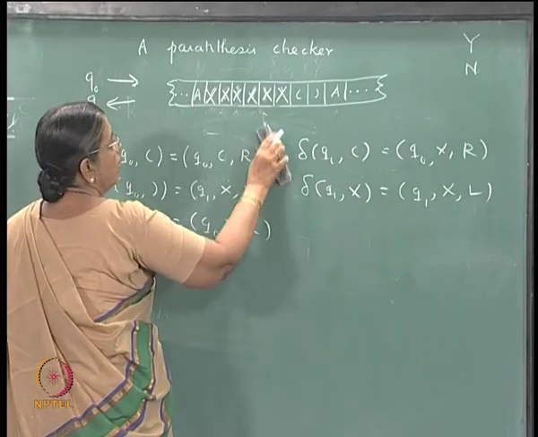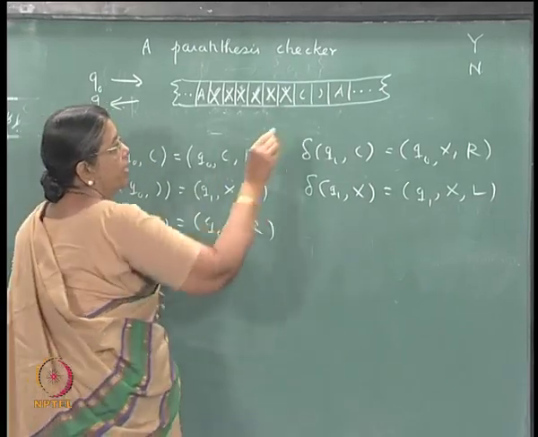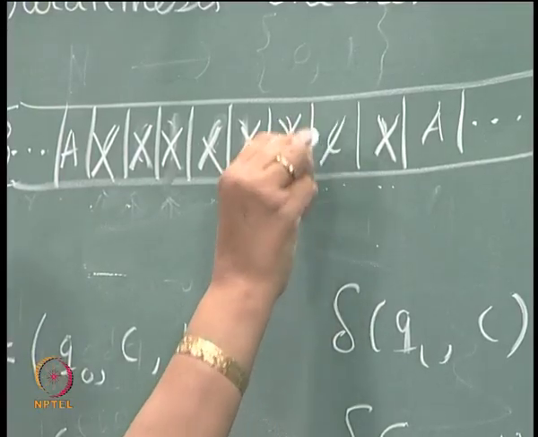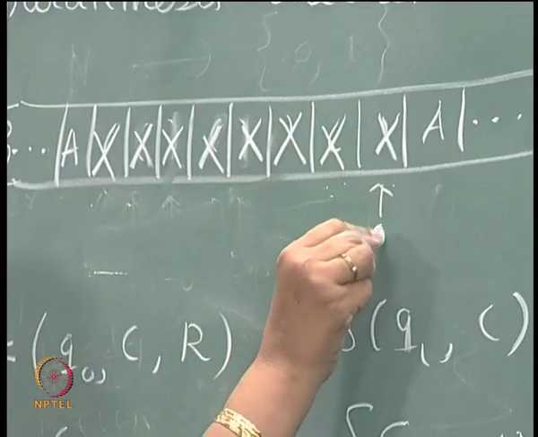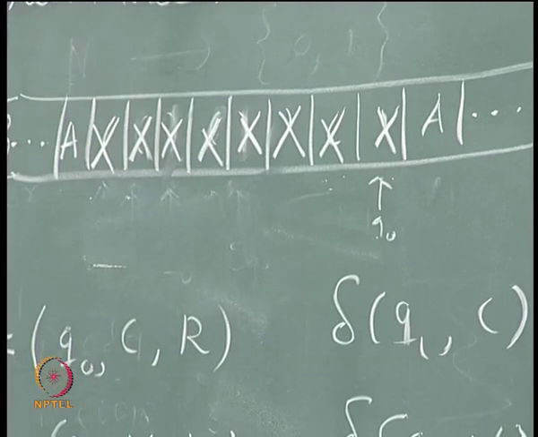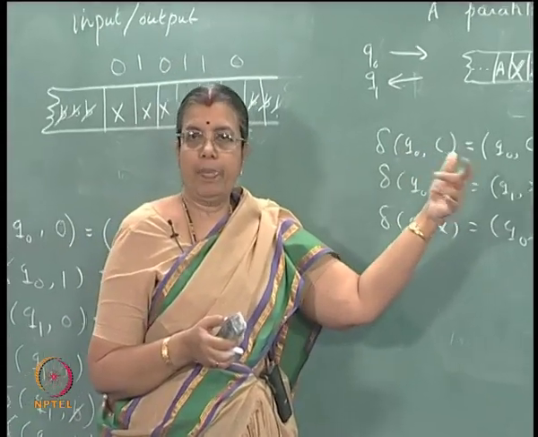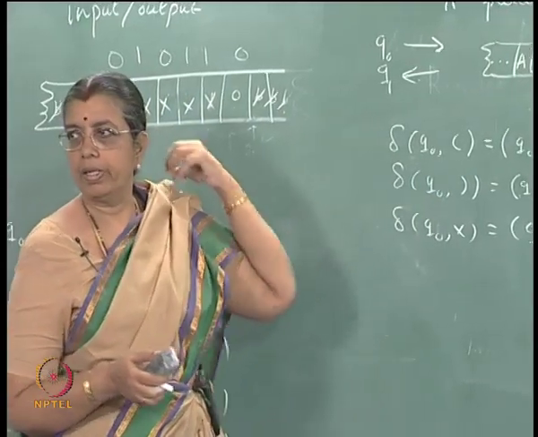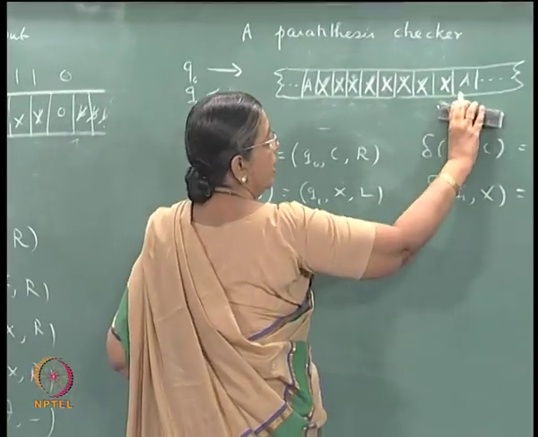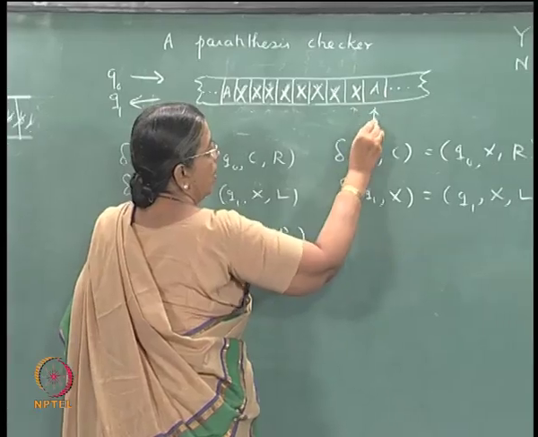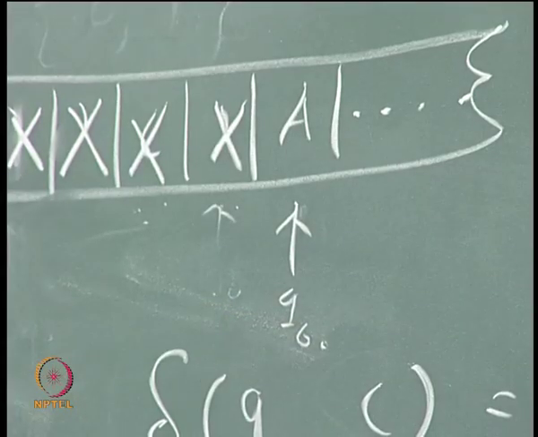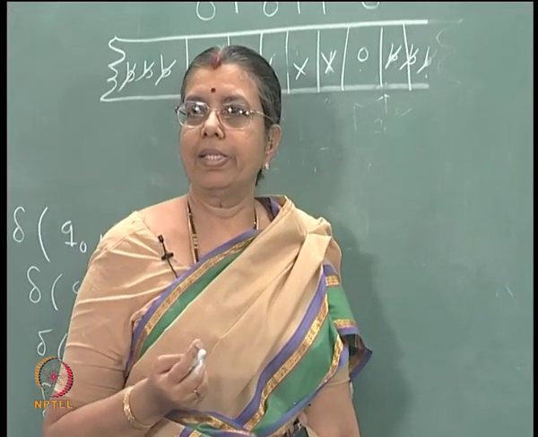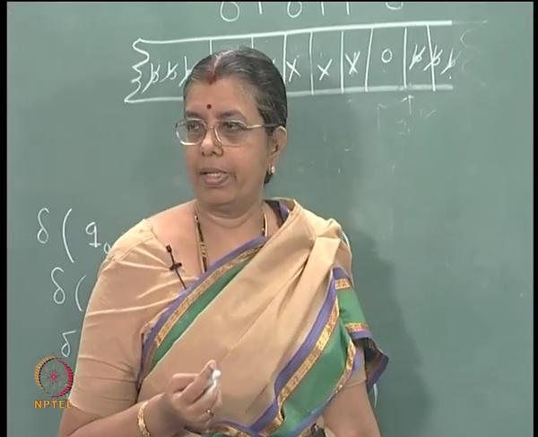So, in q naught it will move and change this into x, and in q1 it will change this into x and again move in q naught. In q naught, when it is moving, it is supposed to see a right parenthesis as long as they are there, but now everything is over. So, in q naught it will see a blank. What does that mean? All right parentheses are exhausted.